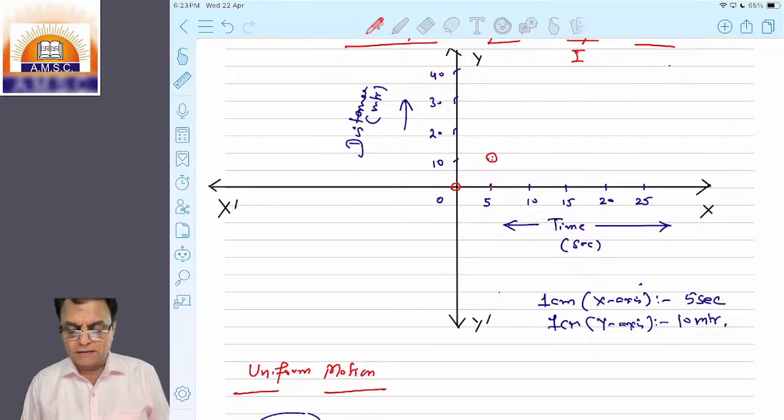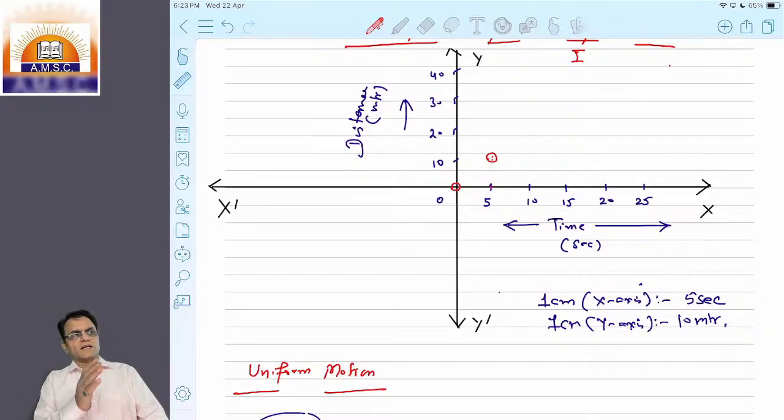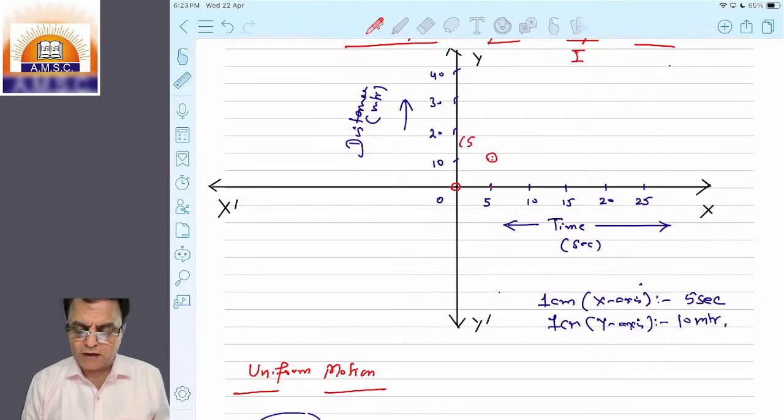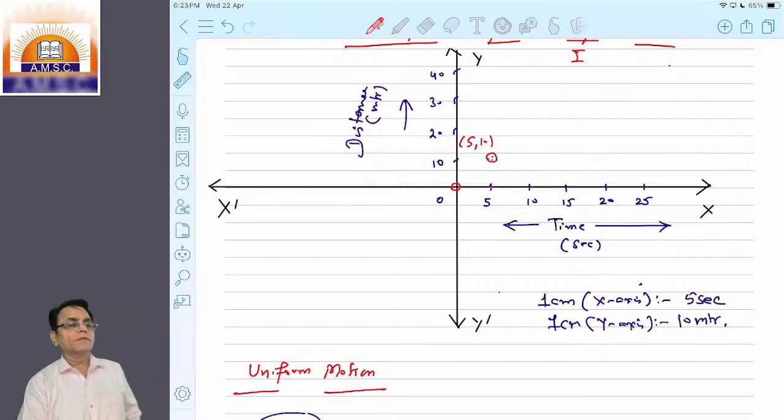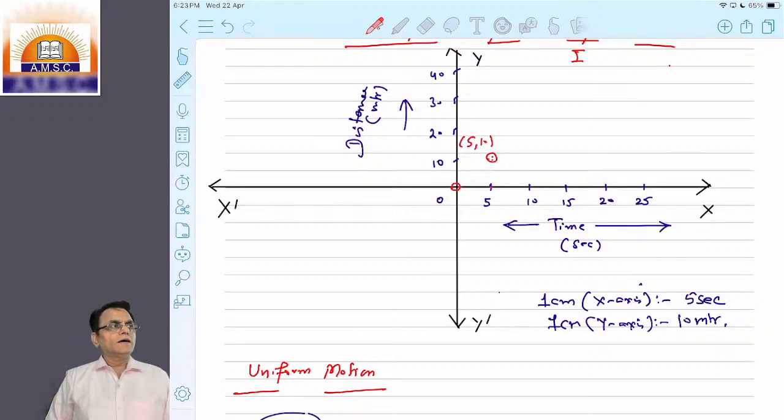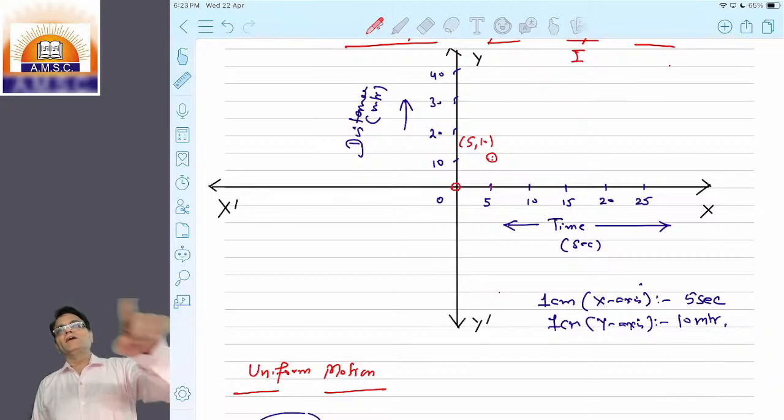The value of this coordinate represents that once the object starts moving, in a time of 5 seconds, the distance covered by it is 10 meters, right? So symbolically it is represented as 5 comma 10. Tell me, it should be represented as 5 comma 10 or not? Okay? Where 5 represents the abscissa value of x and 10 represents the ordinate value for y.